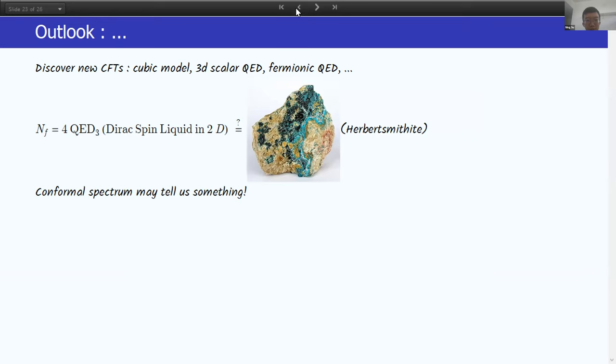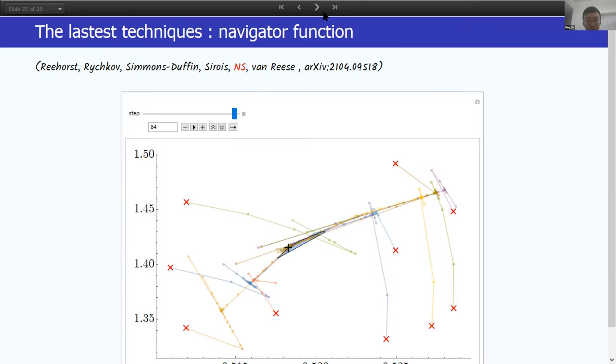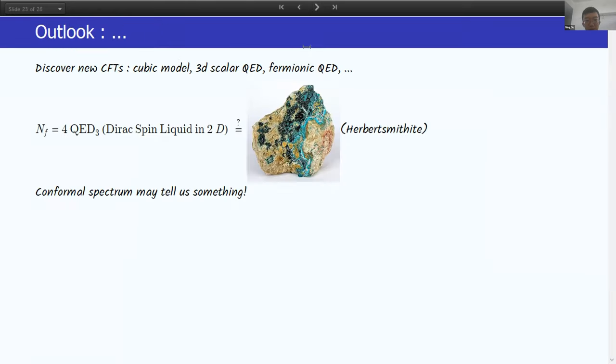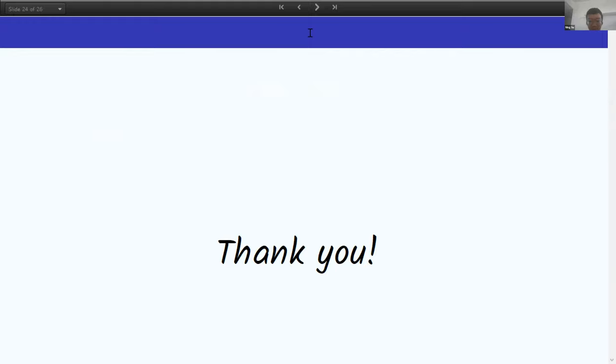Okay, so with this new technique, now we are ready to explore more difficult problems like the qubit model, 3D scalar QED, fermion QED, and so many interesting problems to do. And thank you.